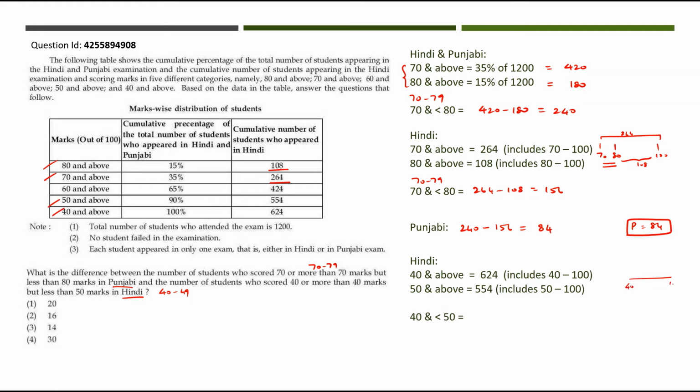40 to 100 it is 624. 50 to 100 it is 554. 624 minus 554 will give a value of 70. This will be the Hindi value, which is equal to 70.